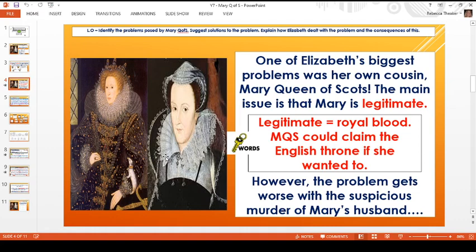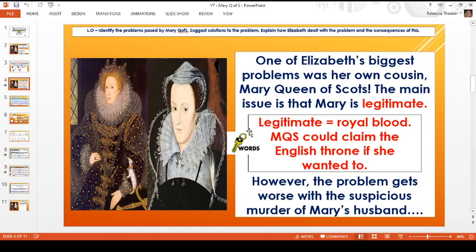The biggest reason why Mary Queen of Scots was a problem was because Mary was legitimate. So I want you to write this keyword down for me, please. Legitimate means you have true royal blood. Mary Queen of Scots could claim the English throne if she wanted to because she had a royal bloodline. Her mother had been directly related to Henry VIII.